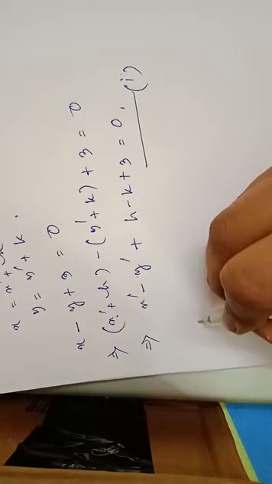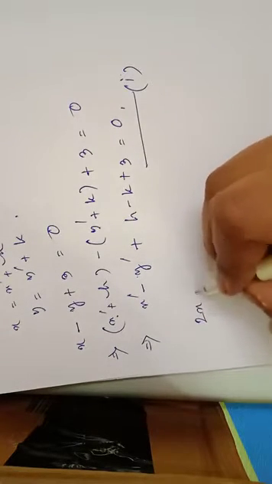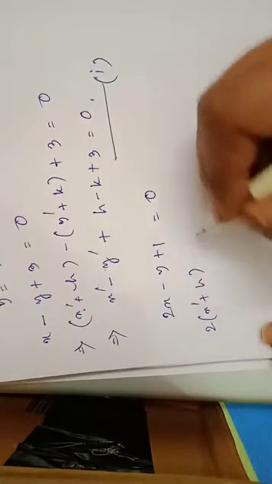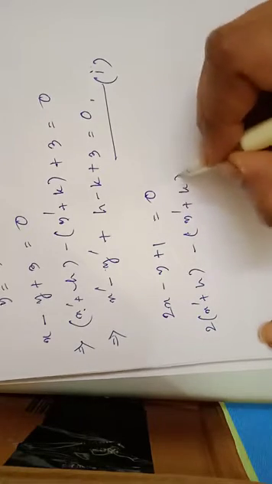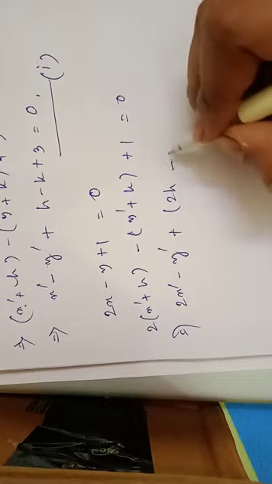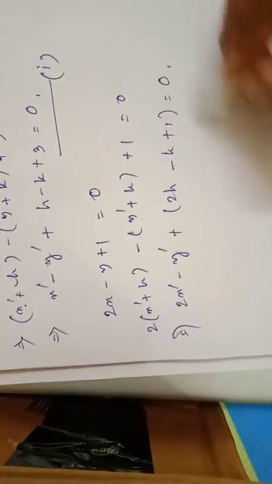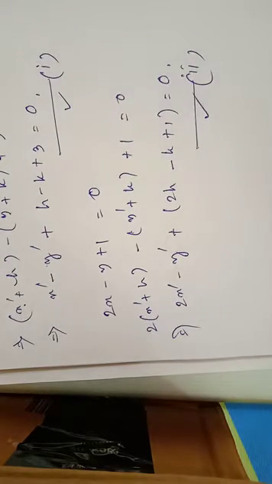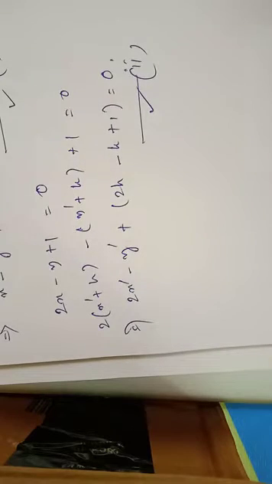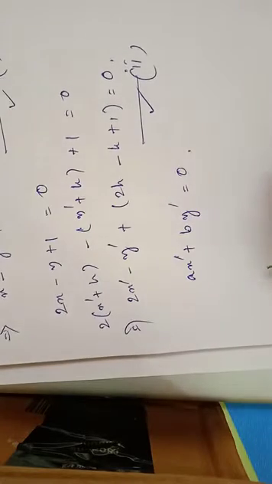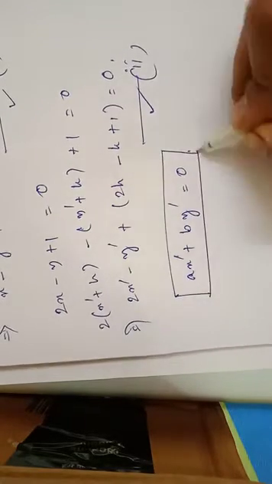Now starting with the second equation given, that was 2x minus y plus 1 equals 0. Doing the same procedure here. Opening the bracket, keeping x dashed and y dashed together. This is number 2. So this is our new equation and this is also a new equation. Now check the question. It is saying the new equation should be of the form a x dashed plus b y dashed equals 0, right?